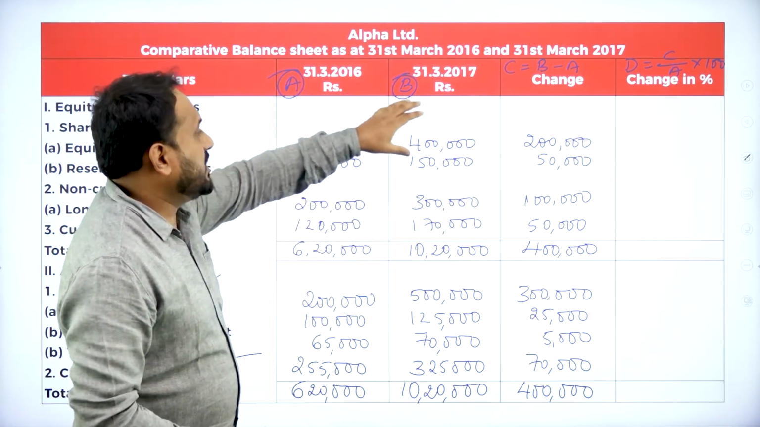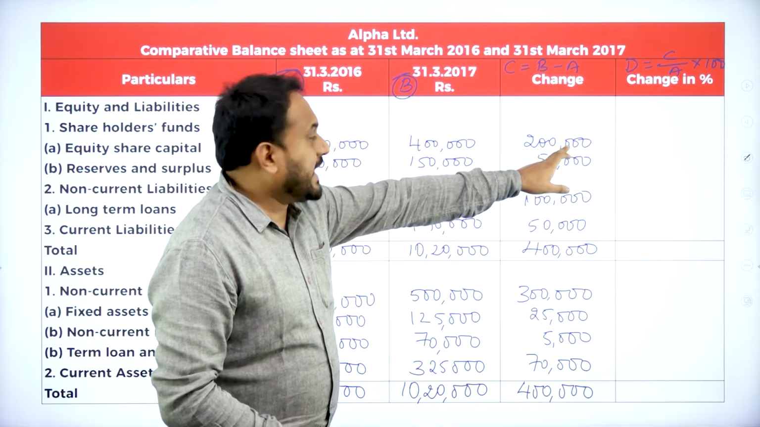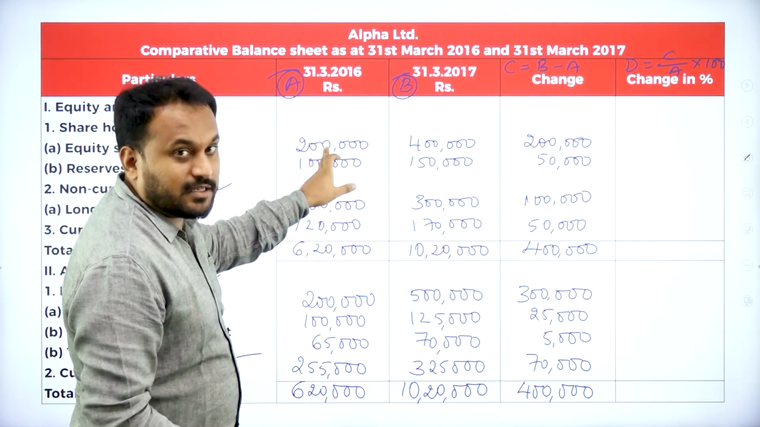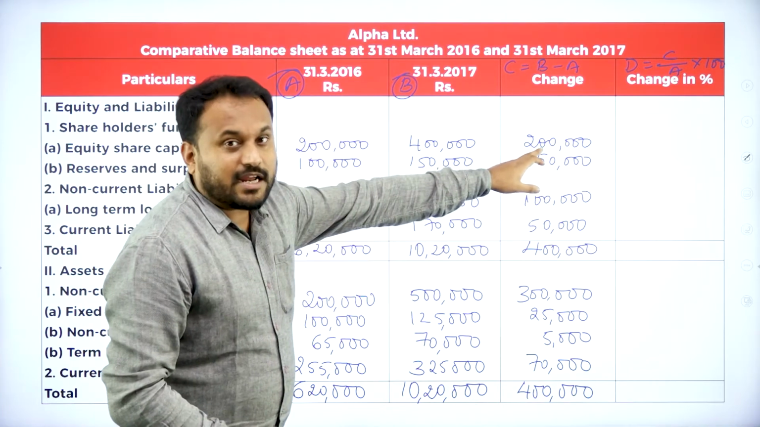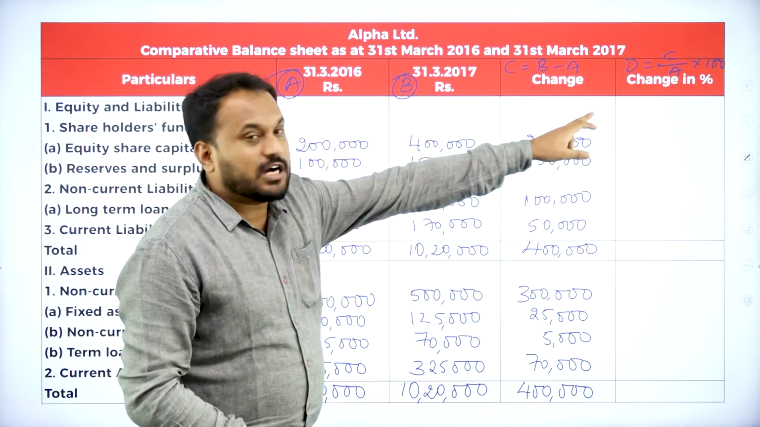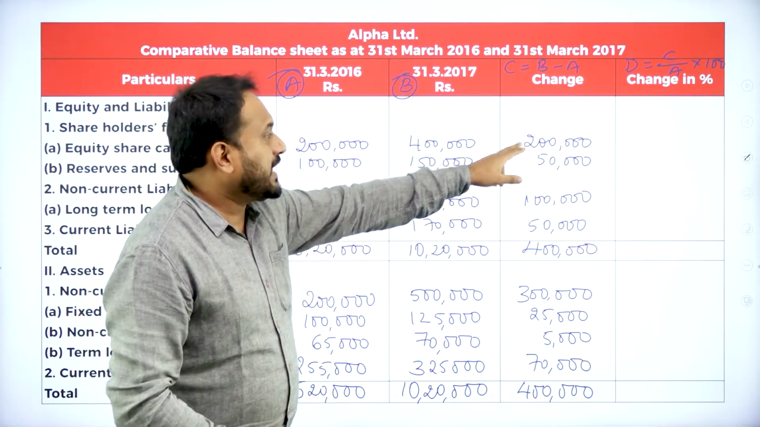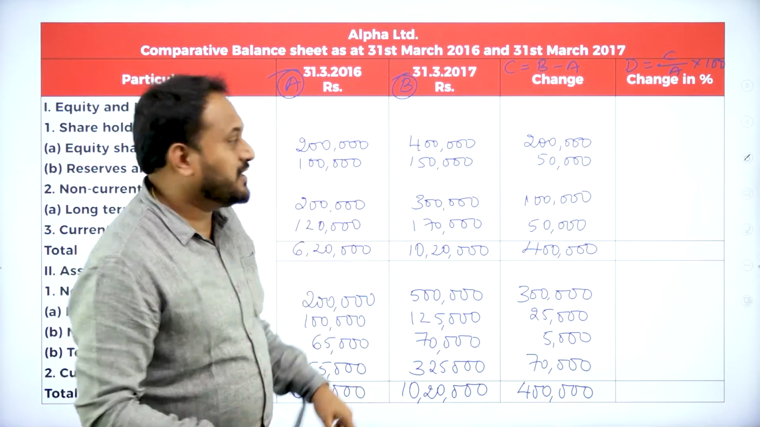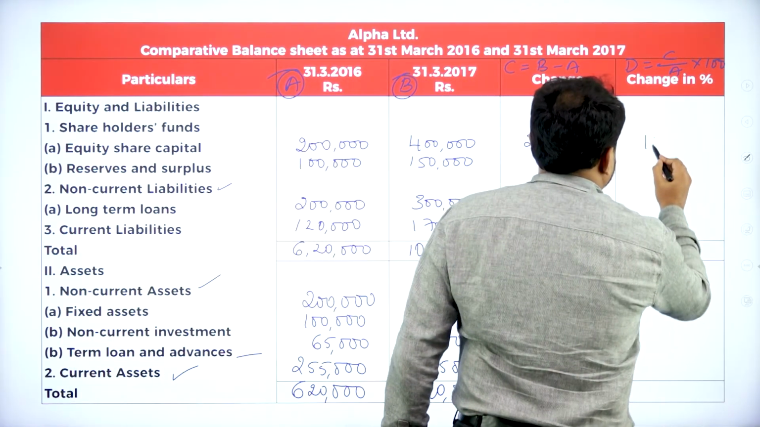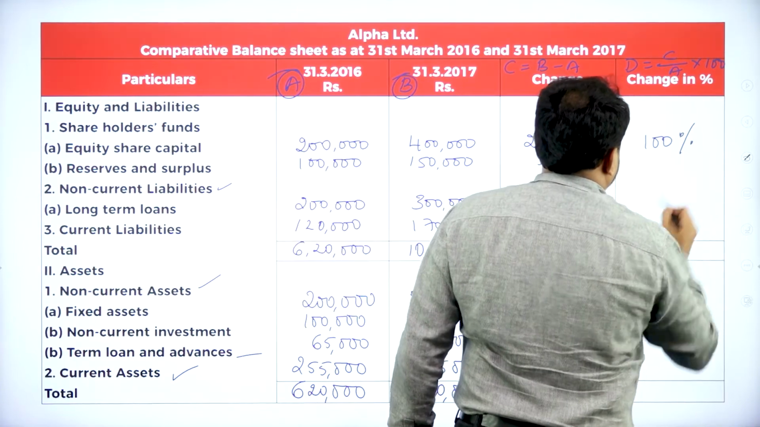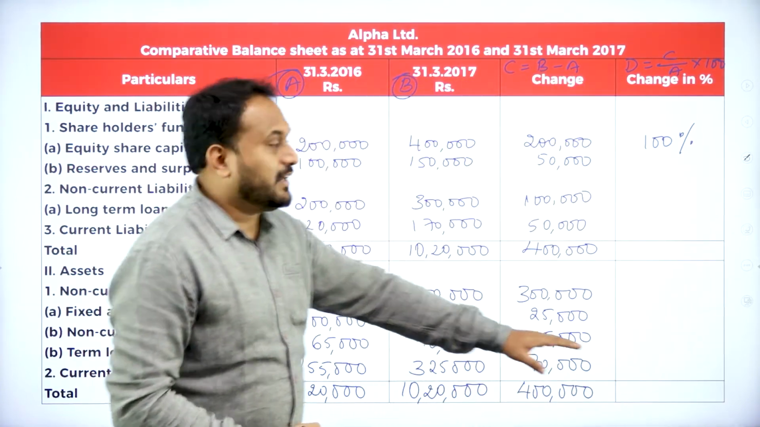Now, what is C here? C is this 2 lakh. 2 lakh divided by 2 lakh into 100. So what happens? 2 lakh divided by 2 lakh is 1. 1 into 100 is 100. So how much percent? 100%. Like that you people need to calculate the same here.